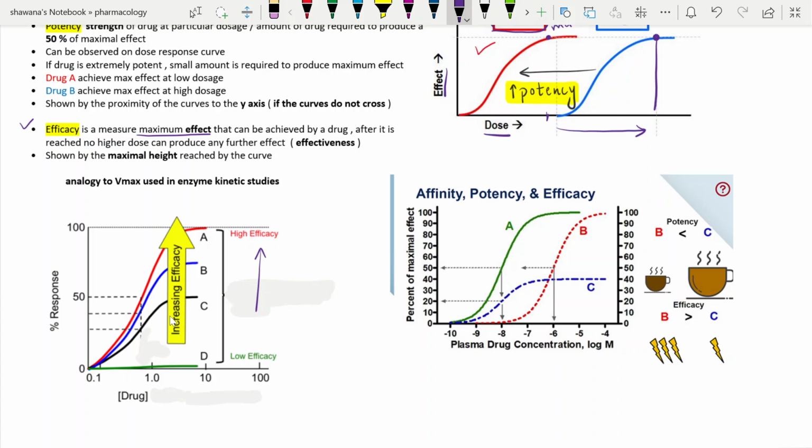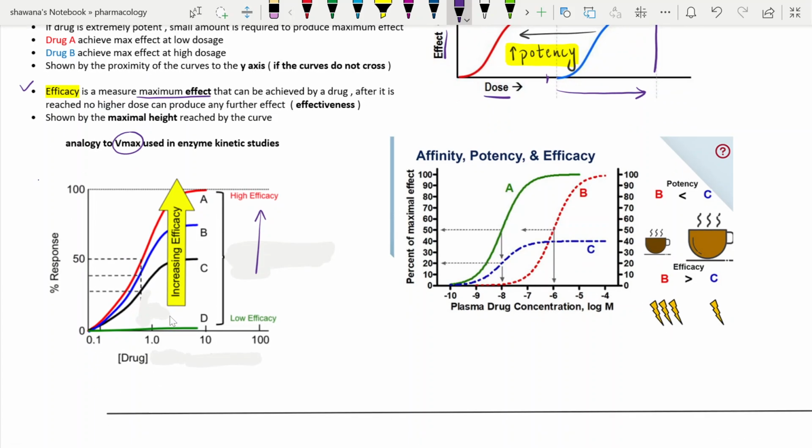See the analogy to Vmax used in pharmacokinetics. In pharmacokinetics, we use the term Vmax to describe the maximum velocity or maximum effect at which the drug is working, and efficacy in pharmacodynamics is analogous to Vmax. So let's see this graph. It's also a dose response graph in which drug A has higher efficacy than drug B, and lastly drug C.